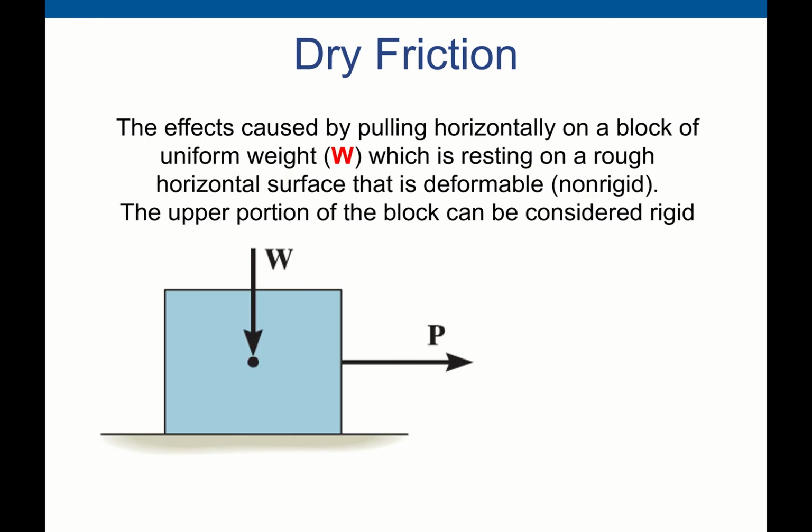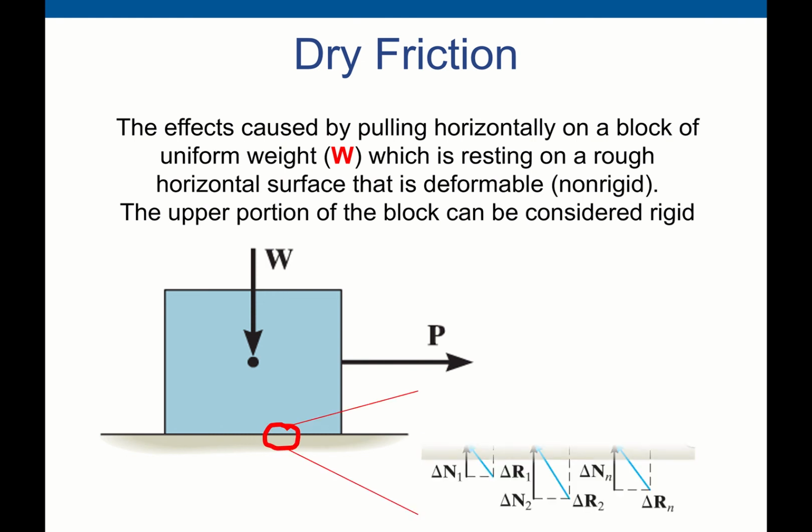So dry friction, we are talking about dry friction, which is where there is a weight and there is a pushing or pulling force horizontally. Then if you look at the surface under a microscope, there are some uneven contact surfaces, but the upper part we assume is rigid, and the bottom surface is deformable. So we call this dry friction.